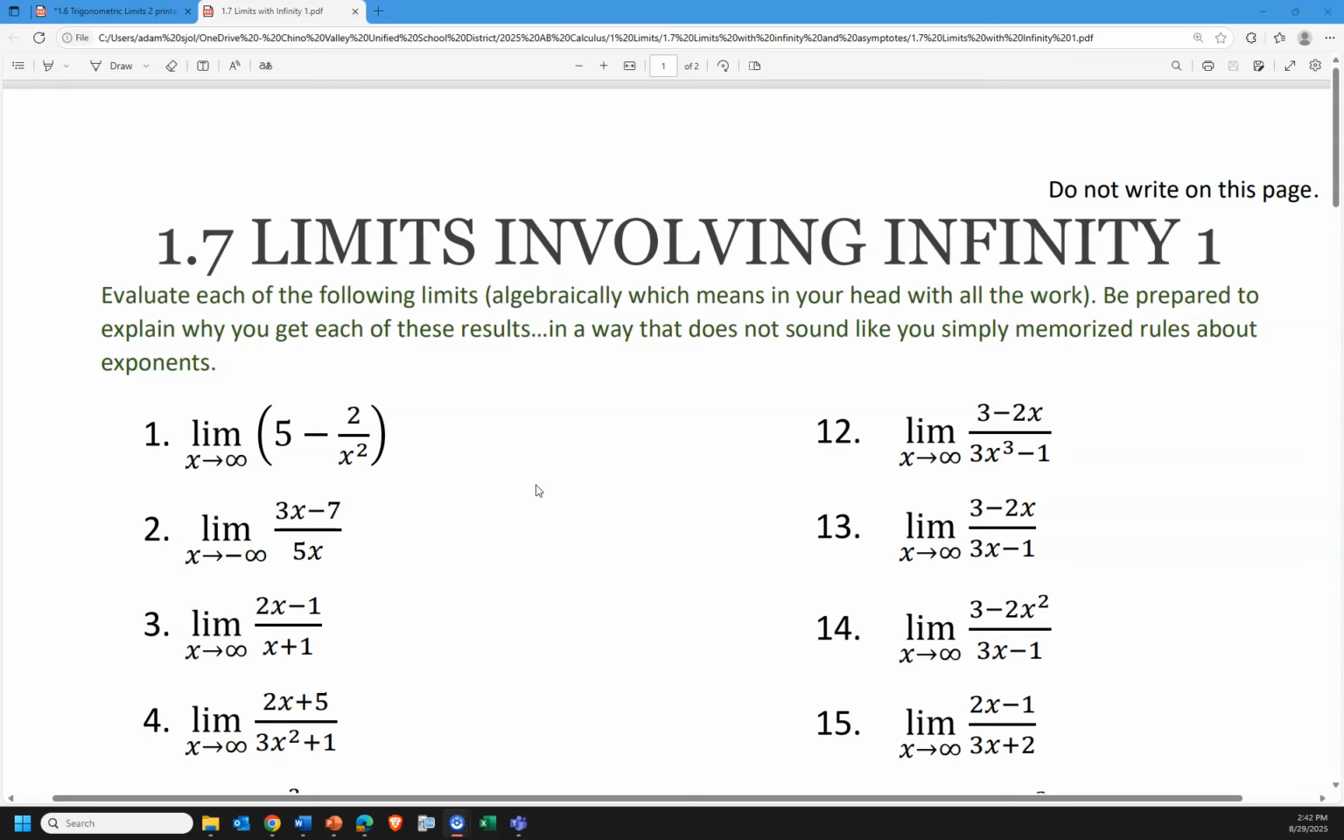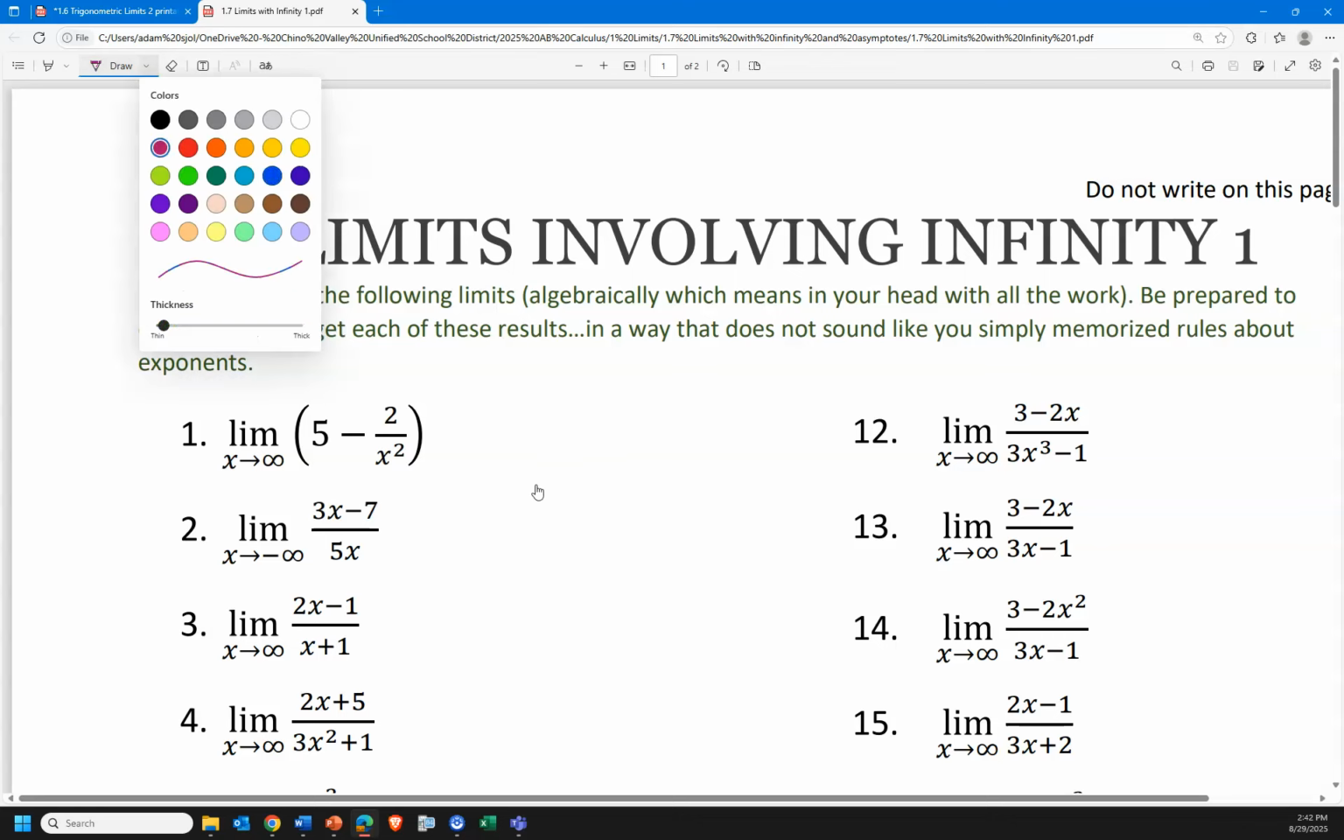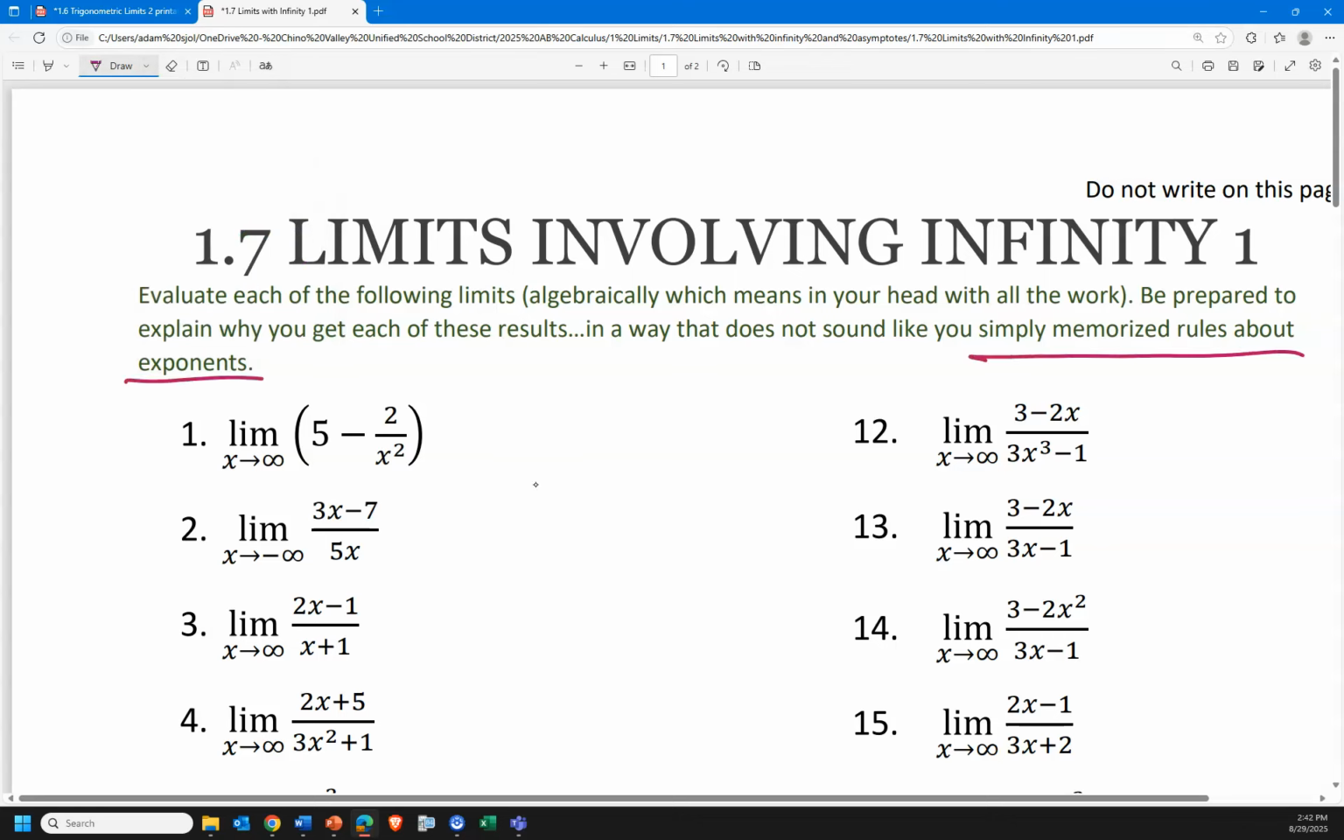But what we really don't want to do, back in pre-calculus, math 3 honors, whatever you want to call it, is memorize rules about exponents and infinity behavior. Those rules are true, but ideally we're explaining why those things are true.